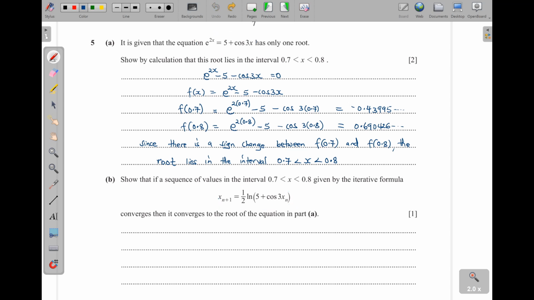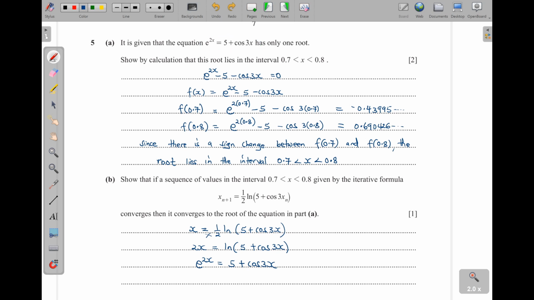So you drop the ends. So we shall have x, which is equal to a half natural log of 5 plus the cosine of 3 of x. So cross multiply, you will get 2x here, which is equal to the natural log of 5, then plus cos of 3x. Now, of course, to undo the logarithm, we use exponentials. So we shall have e to the power of 2 of x, which is equal to 5, then plus cos of 3x. So it's exactly what we are having here.